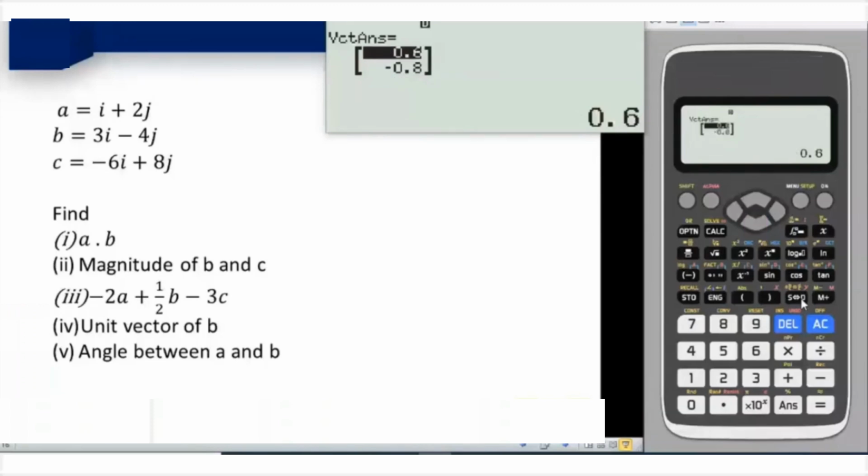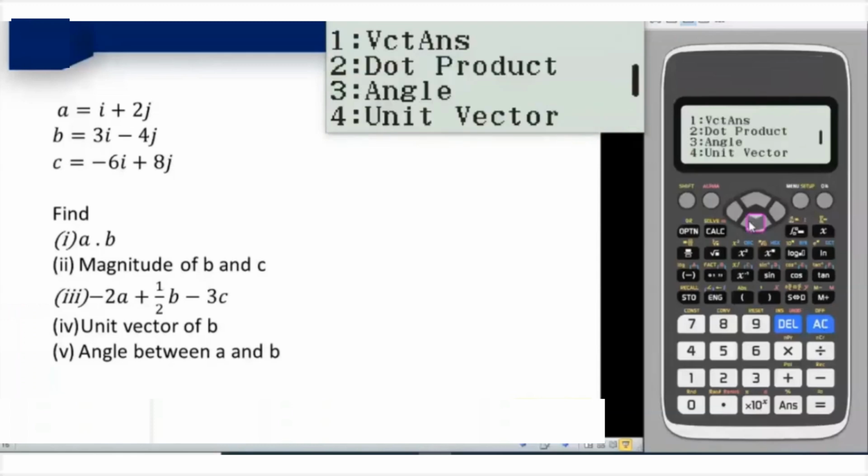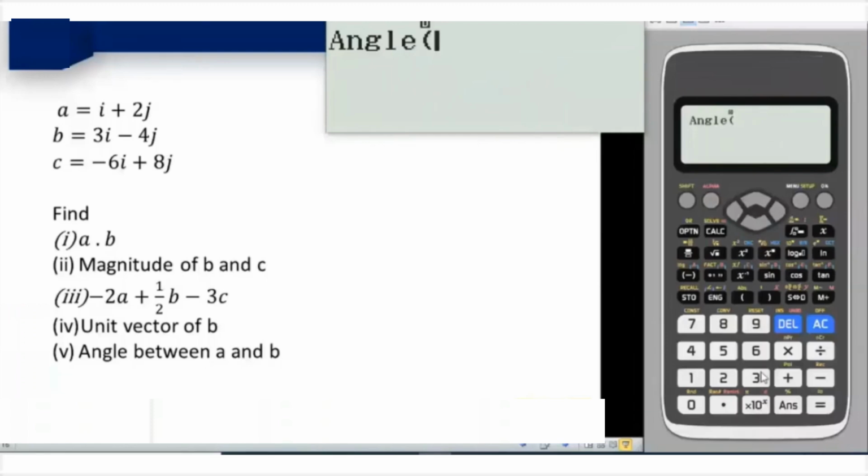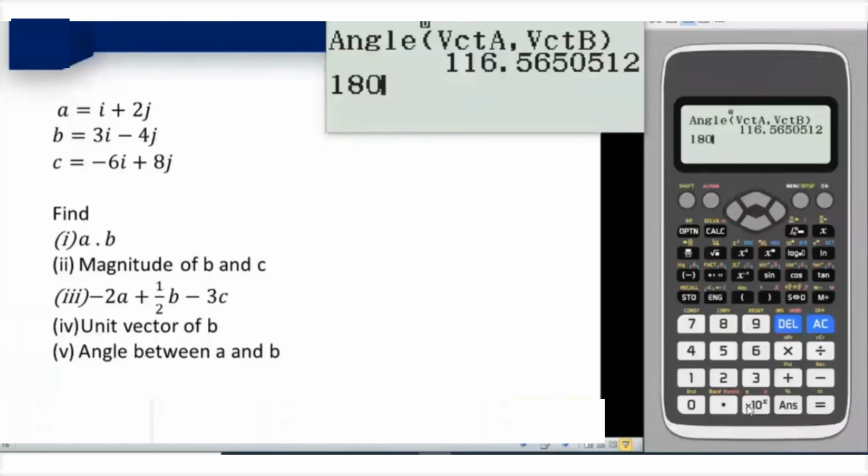The last part is to find the angle between A and B. To do that, once again, I will press option, scroll down, and press 3. I will press option 3, which is vector A. I will press comma, which is shift and bracket. I will press option 4, which is vector B. I will close the bracket. And the result is 116.6 degrees. It is an obtuse angle. If I wish to find the acute angle, 180 minus the answer, I will get the acute angle. I hope this is clear. And conceptually, this marks the end of the functions of vectors in the calculator.